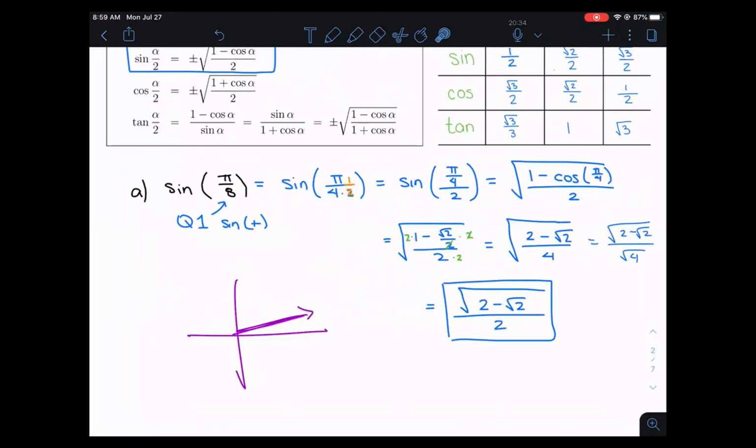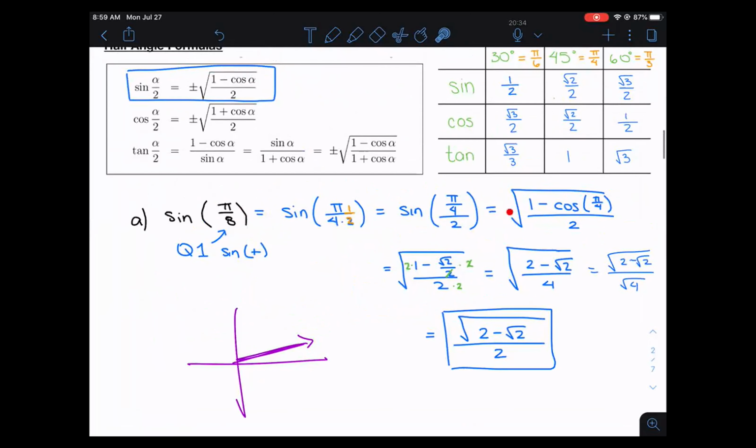So all you have to do is, again, identify what your half angle is. What is the angle that they're taking the half of? And then that's going to be your alpha. And then from there, just plug it in, and determine what sign it is in that quadrant. So since this angle is in quadrant 1, we know that that's positive.